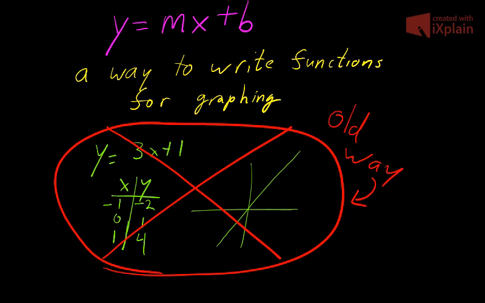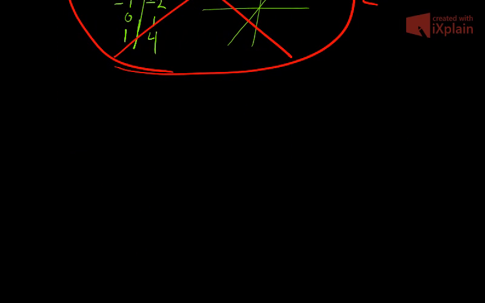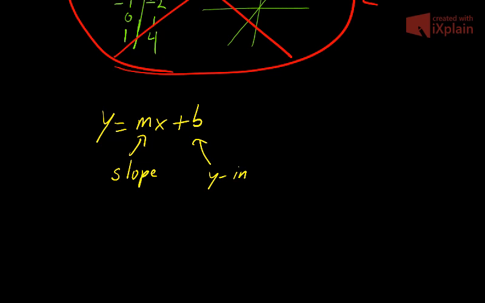And today we are learning a better way. So what we have figured out, I'm hoping you guys might have seen when we did our investigation on this, is that if we have something that is y equals mx plus b, then the m here is going to be the slope, and b is going to be the y-intercept.